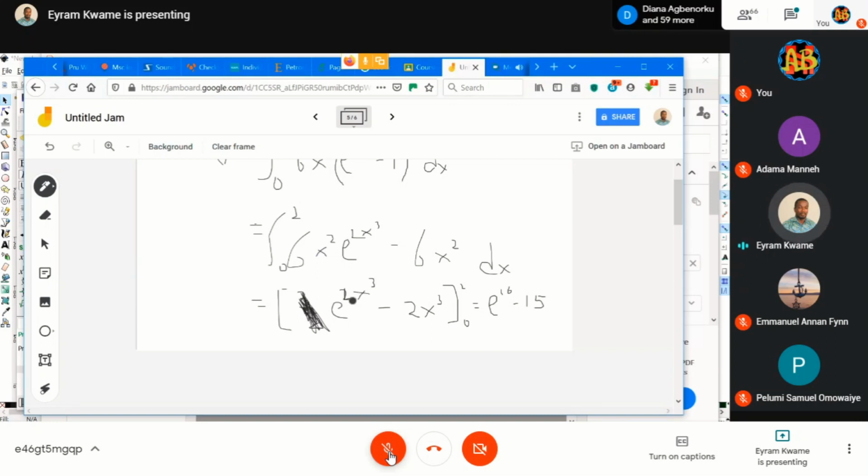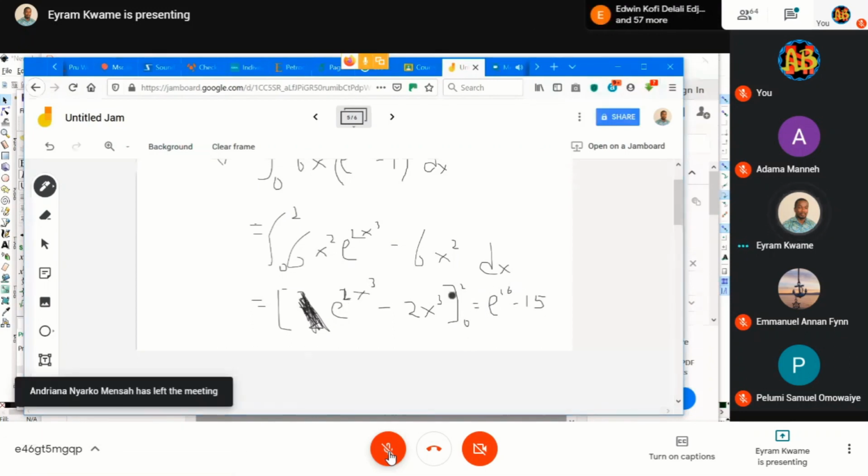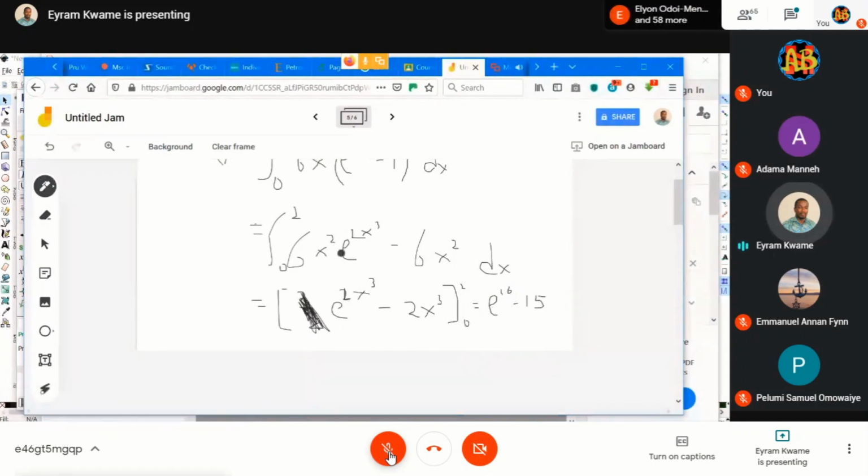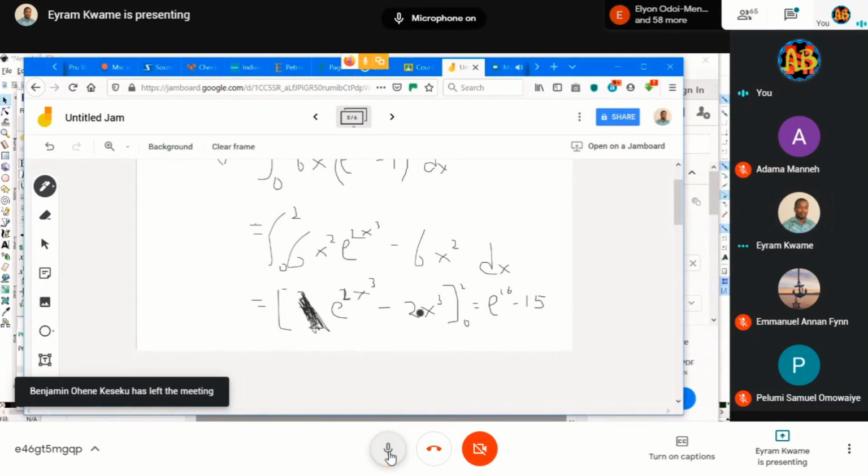If you differentiate this, you get the 6x squared times this. So this is indeed an antiderivative of this function. When you integrate this, you get this. When you differentiate this, you get this. And then what I did next was to apply the limits. 2 raised to the power 3 is 8, times 2, 16. So e raised to the power 16 minus e raised to the power 0, which is 1. So it will be minus 17.